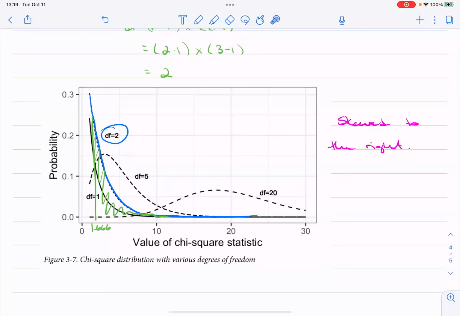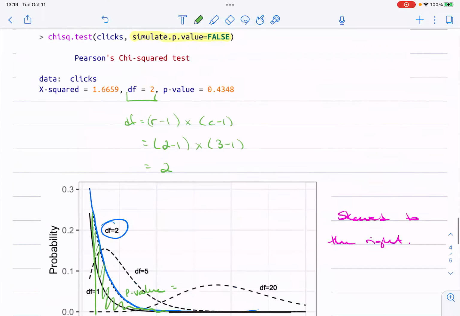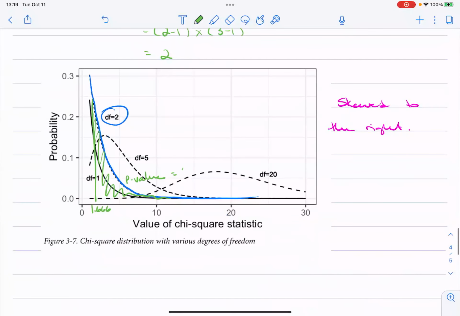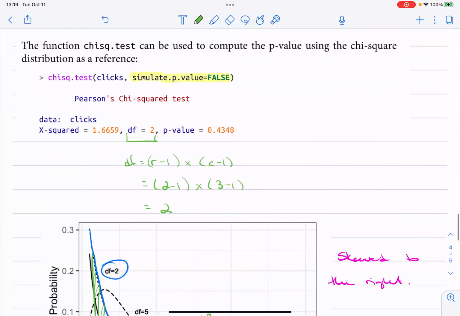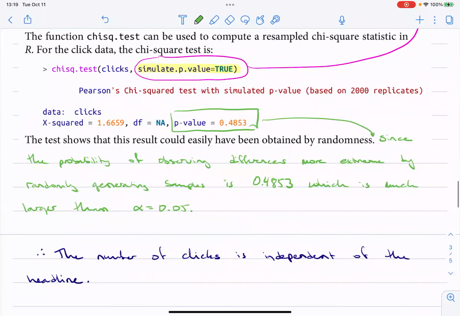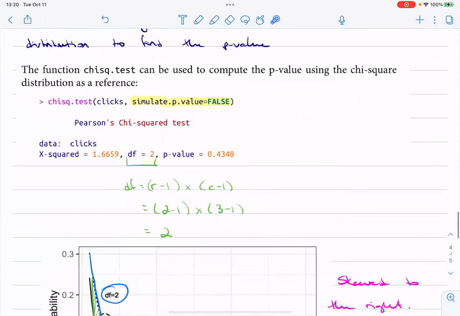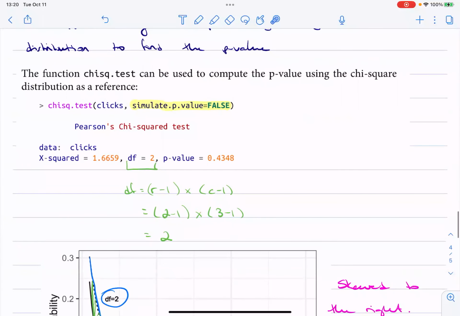I guess it won't make sense without the axes. That's okay. So this is the p-value, which was roughly 0.4348. That's super similar to 0.4853. 0.4348, very similar results, right? It just depends on how you get there.